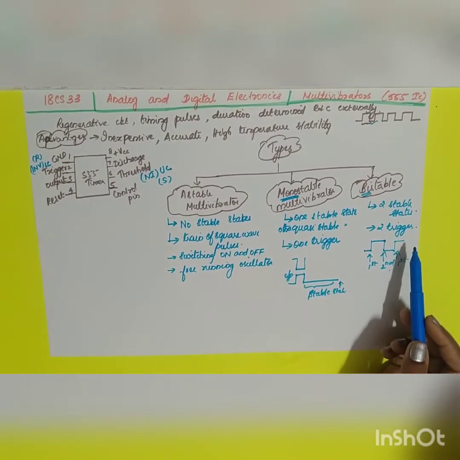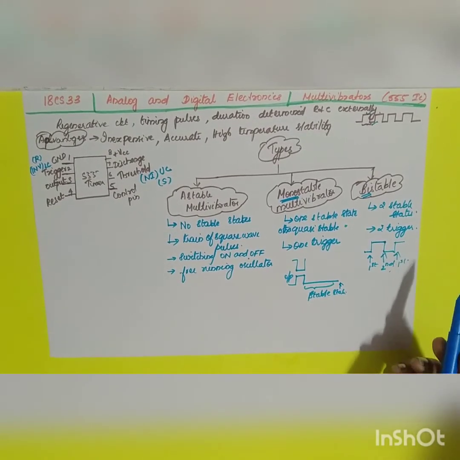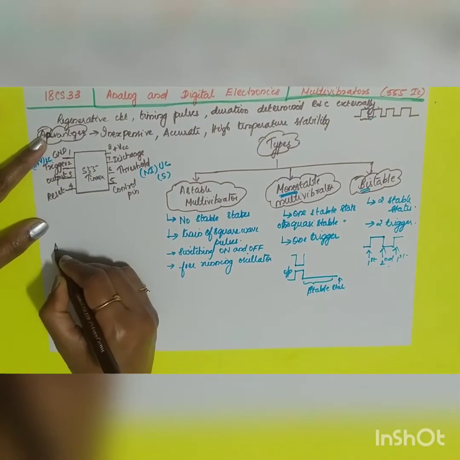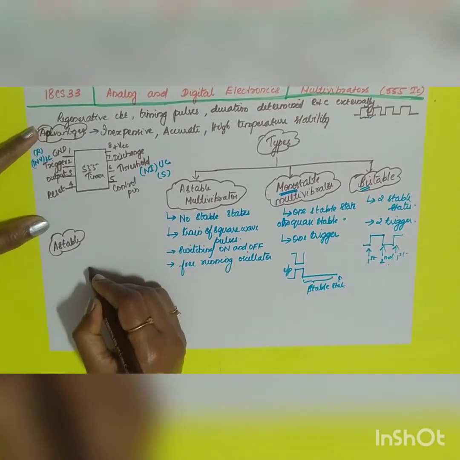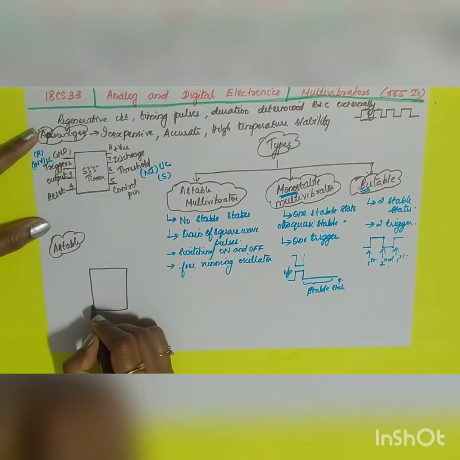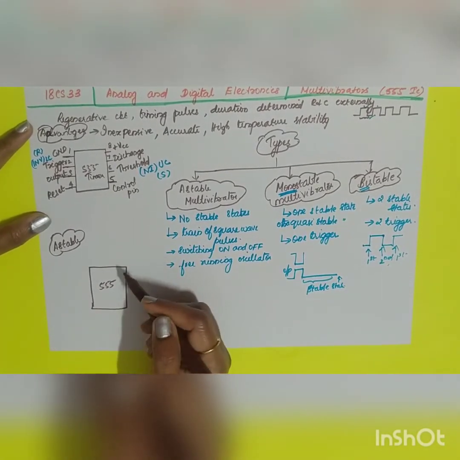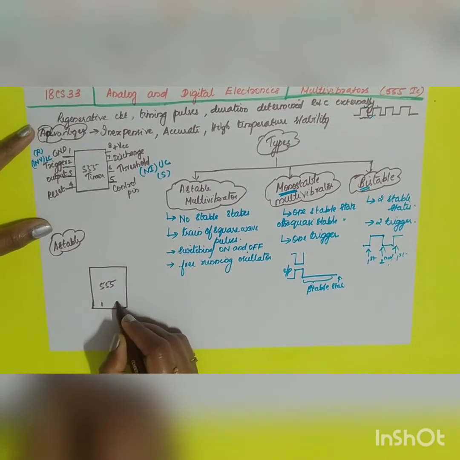So mainly you are going to study the two commonly used applications: one is your astable multivibrator and the other is your monostable multivibrator. Let me draw the diagram by means of the pin diagram so that it is very easy for you to understand. The first one is astable mode. In the case of astable, your 555 timer.